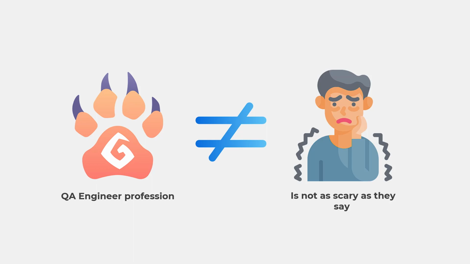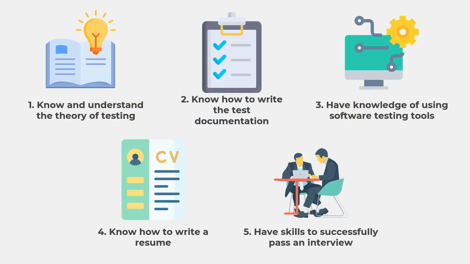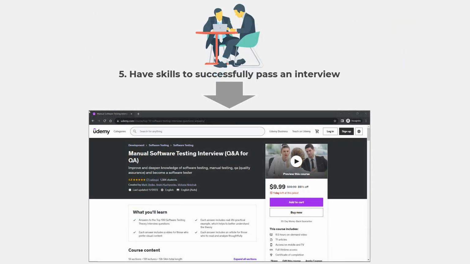To be a tester and build a successful career in this field, you need to have knowledge of key issues such as: know and understand the theory of testing, know how to write test documentation, have knowledge of using software testing tools, know how to write a resume, have skills to successfully pass an interview. To successfully pass an interview for the position of QA engineer, we have a separate course on Udemy, the link to which we will attach in the description.